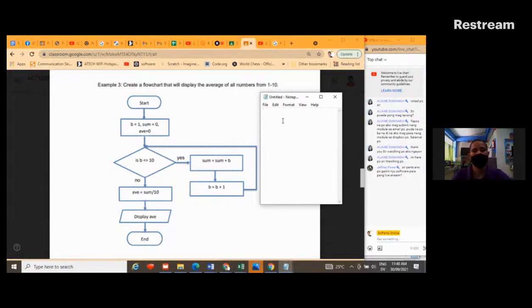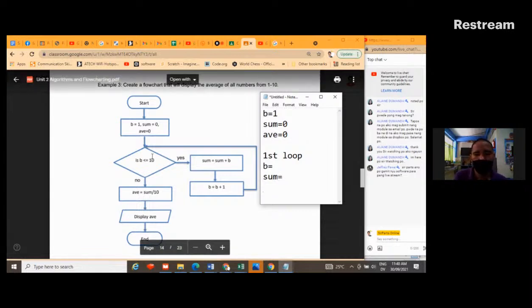So we have B equals 1 and sum equals 0. So this is our initial values, no? And then for our first loop, let's have what our B equals and our sum. Yeah, that's it. We're interested only in the values of B and the values of sum.